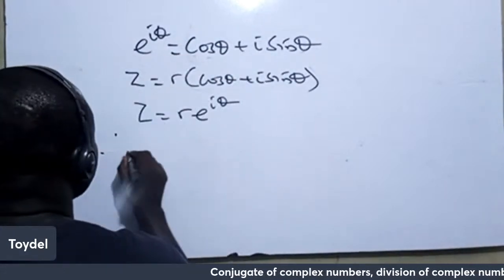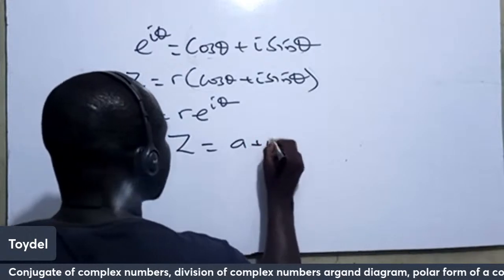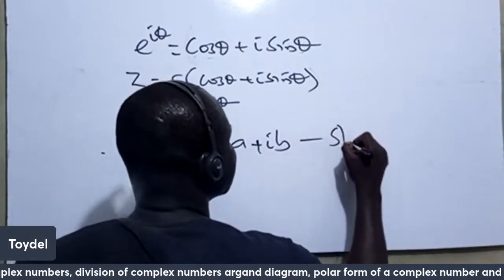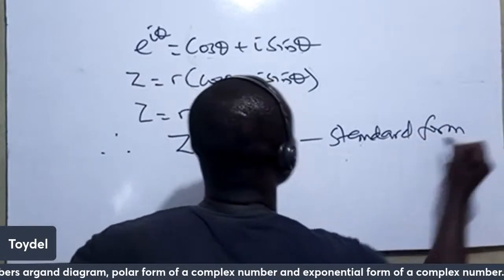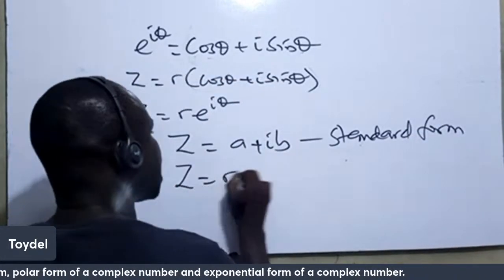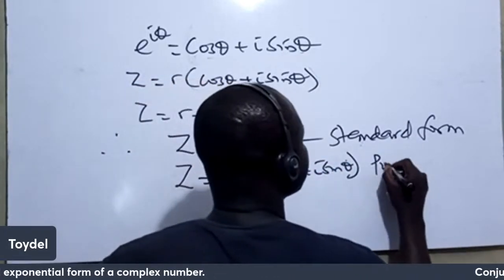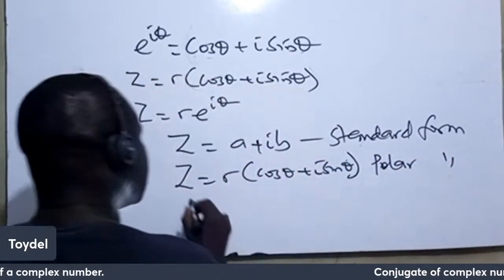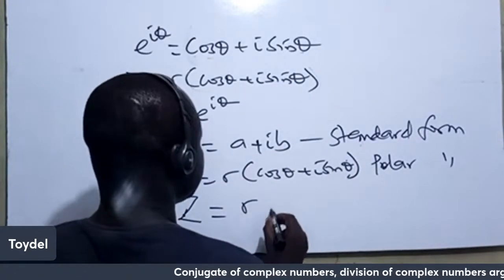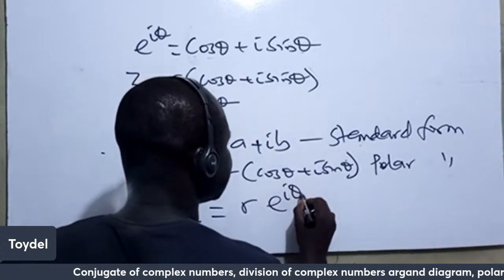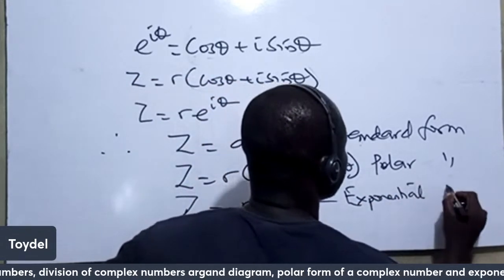So therefore, the three forms of a complex number: z can be equal to a plus ib, this is the standard form of a complex number. Then we also have z equal to r into bracket cos theta plus i sine theta. This is the polar form of a complex number. Now, the exponential form, z can be equal to r into bracket e to the i theta. This represents the exponential form of a complex number.